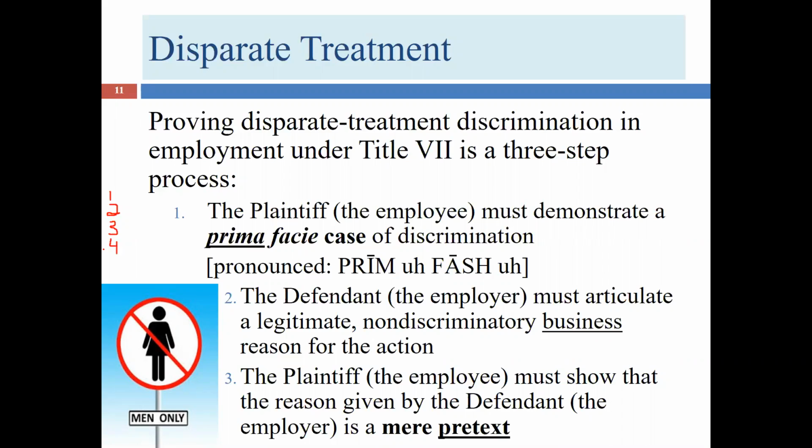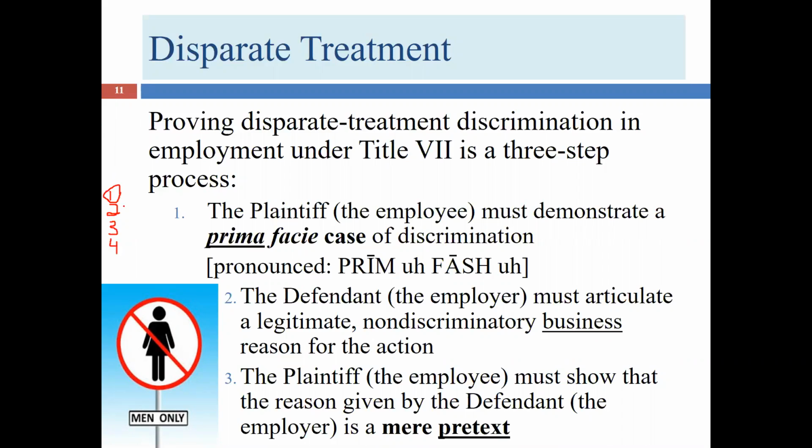And a man is protected from sex discrimination just like a woman is. A Caucasian is protected from race discrimination just like an African American or an Asian would be. So that's the first thing that the plaintiff has to prove, that he or she is a member of that group. That's almost never an issue.